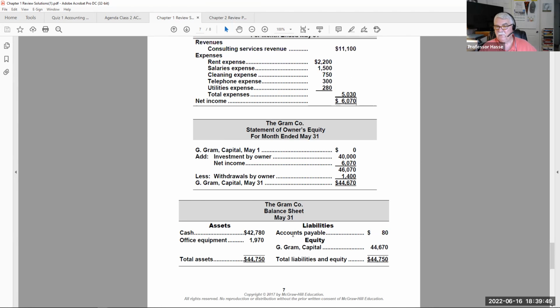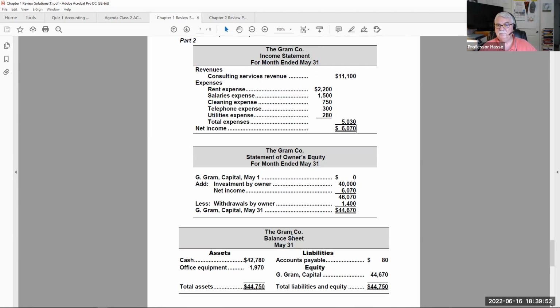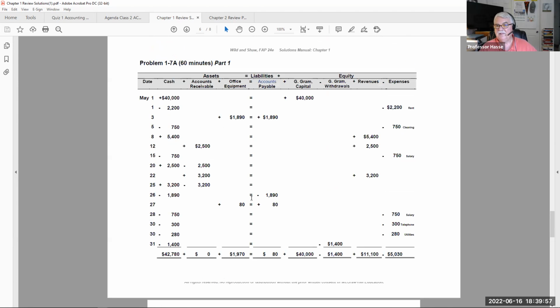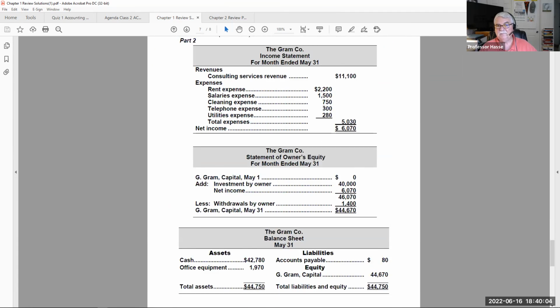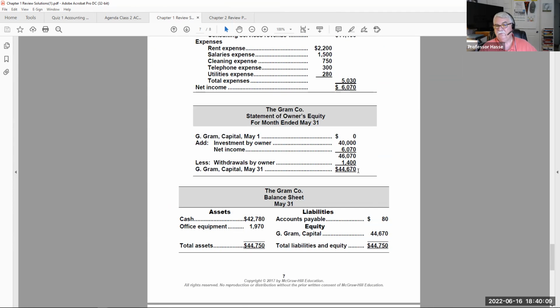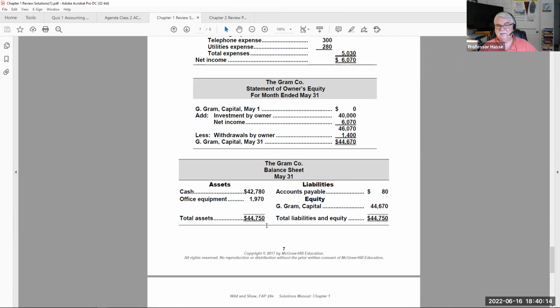In a very small and simple version, we just completed the accounting cycle. We recorded the business events according to accounting principles of assets equals liabilities and equity. We recorded those in a financial statement that tells the world, hey, we made a profit. The owner of this business has $44,670 of equity. They have $44,750 of assets that they own. And the good part of that is $42,780 is in their bank account. And there's their balance sheet.